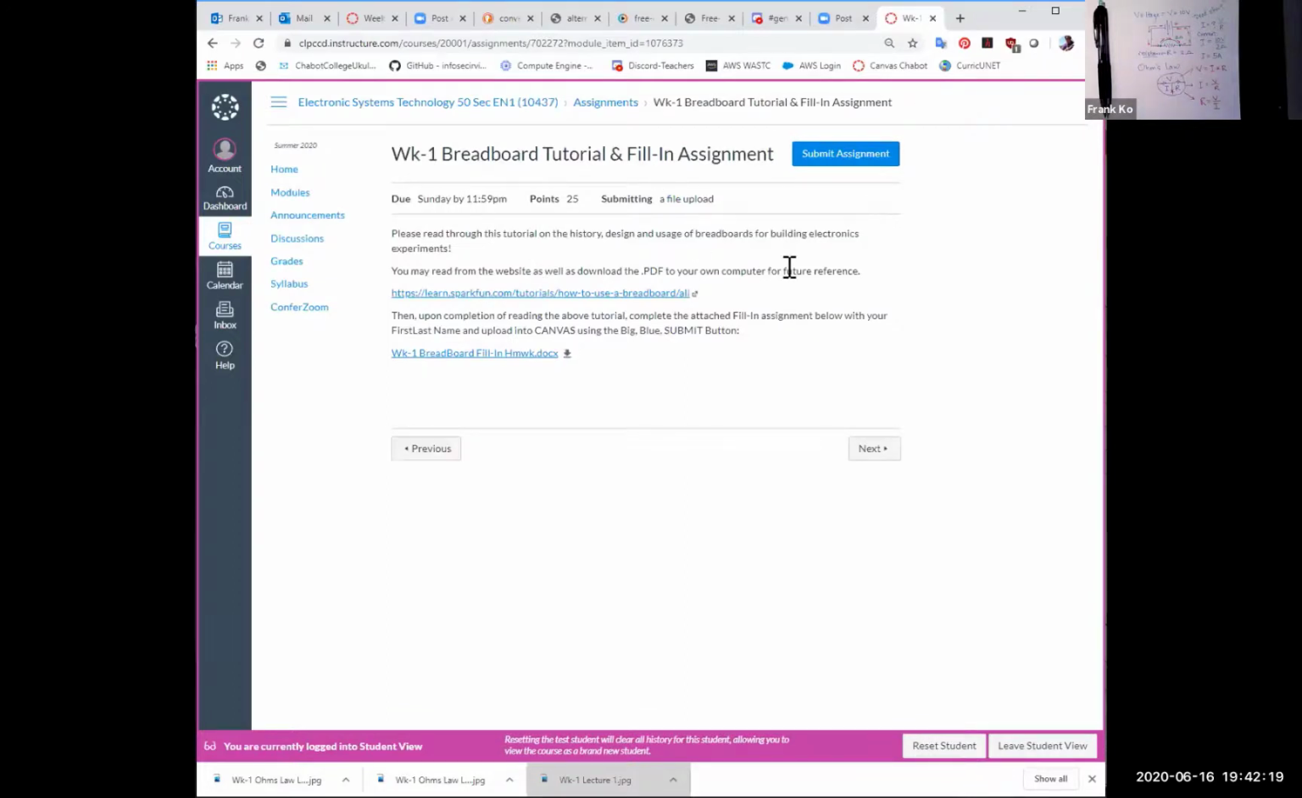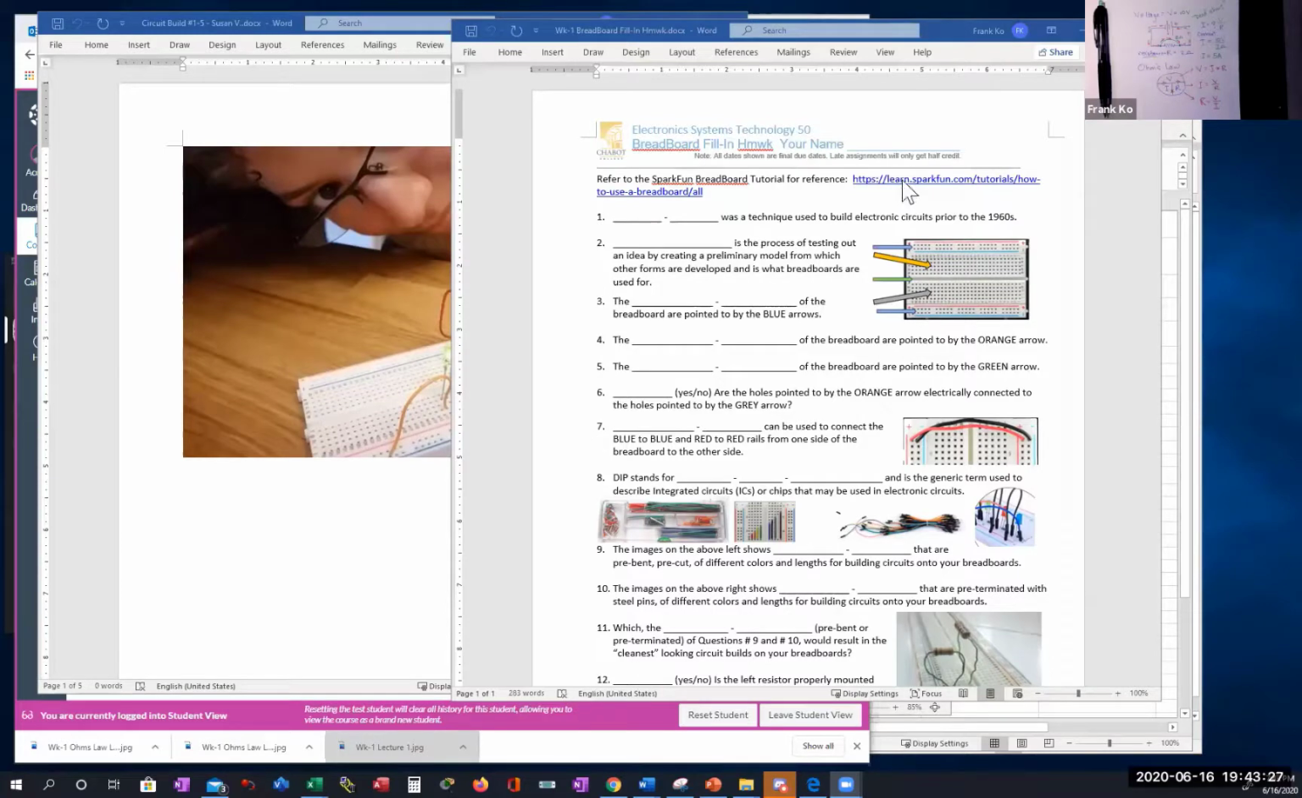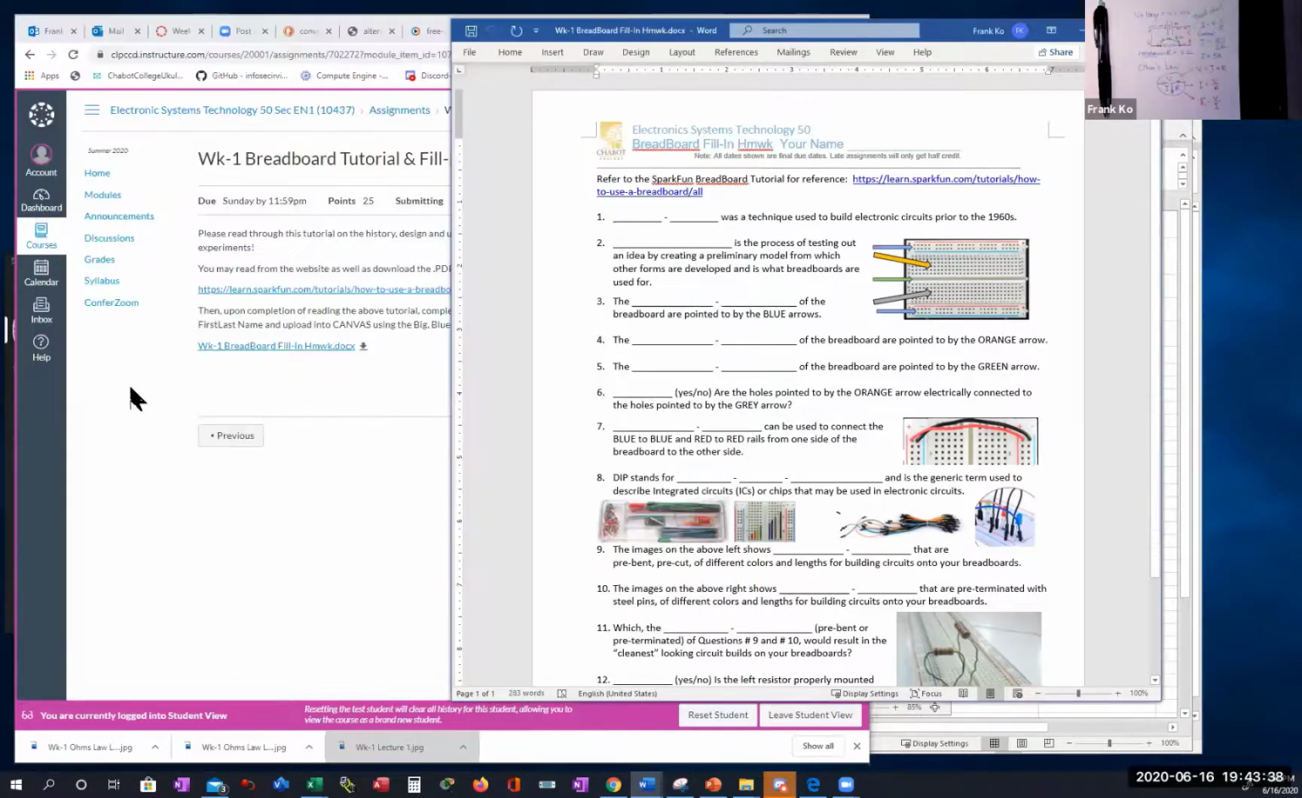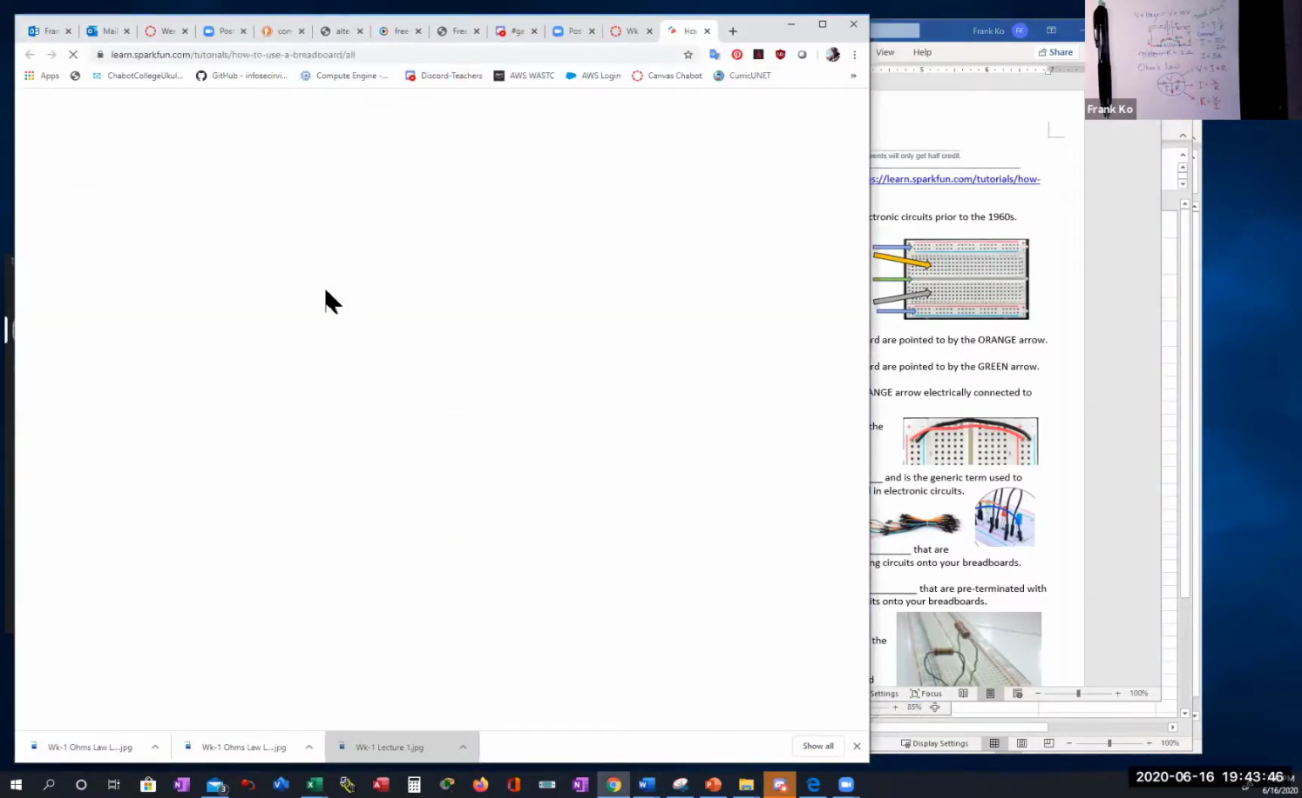And if we open this up, do you see this blue submit button? The blue submit button says you got 25 points that you're gonna have to upload a file. And here's the file that you have to complete. So if I go to click on this, the breadboard fill-in happens to have a link that is described. Okay, the link is here and the document is here in Canvas. So the link takes us here.